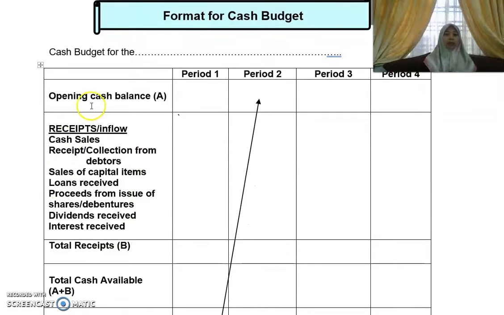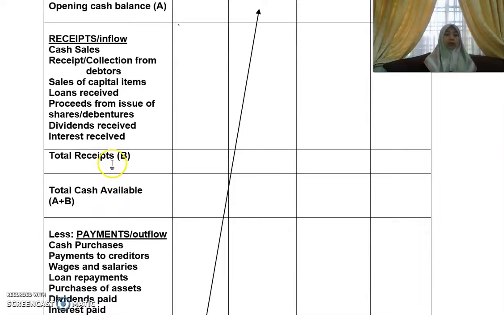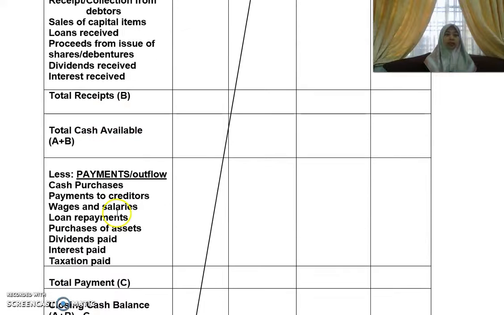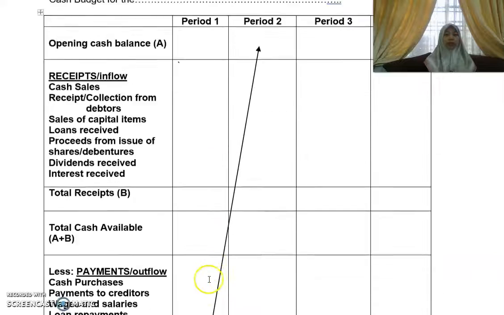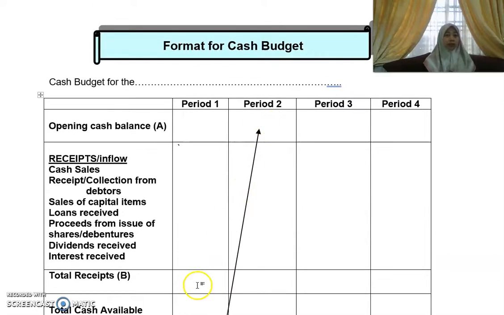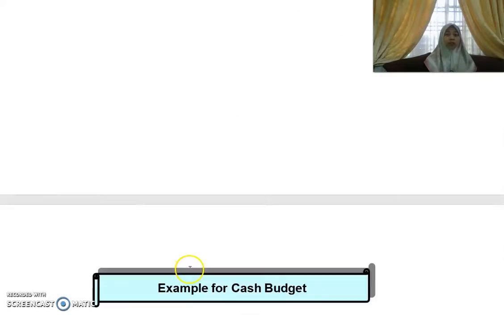Then put in all the receipts. Total all your receipts plus your opening balance, less the total payments. So you will have the closing balance. That closing balance for January will be the opening balance for February. So you just follow that.